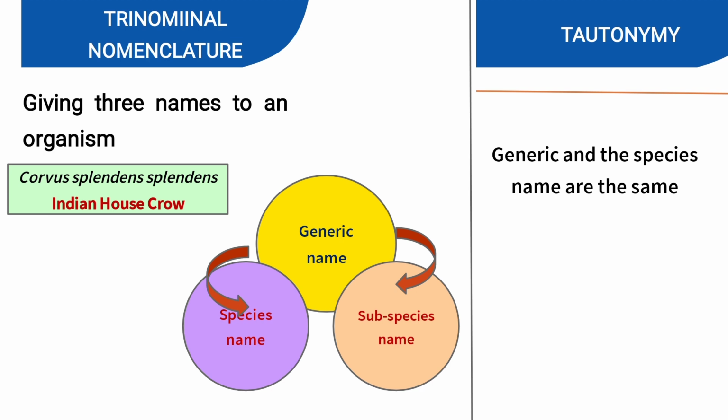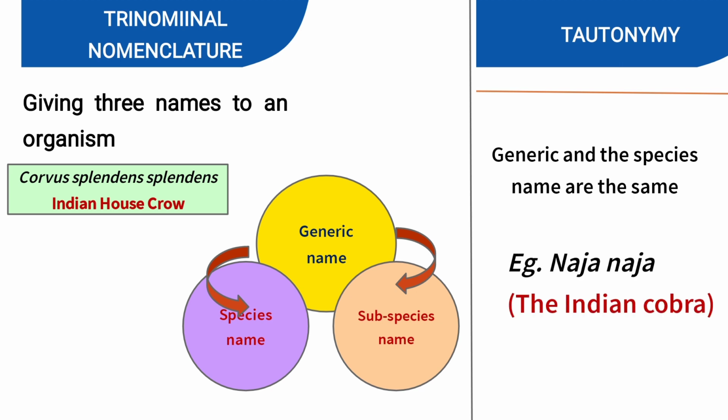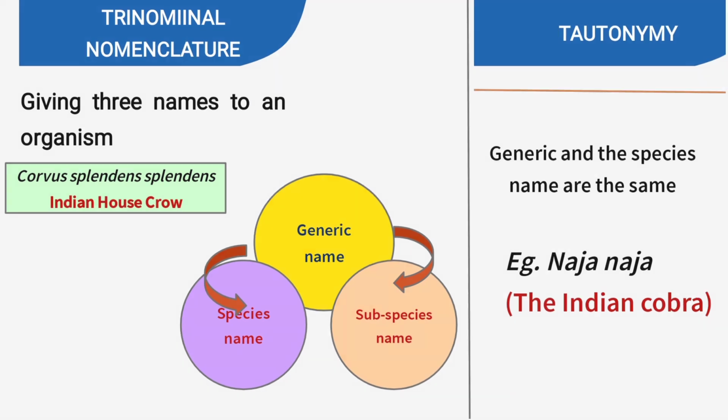But when you see here in tautonymy, there will be some organisms which have the same generic name and the same species name. For example, Naja naja. This is the Indian cobra. You know what a cobra is, right? This Indian cobra has the scientific name Naja naja. This is a tautonymy, the same name. The genus is the same and the species name is also the same. So Naja naja, both are the same, right? This is tautonymy. Okay, I hope you have understood.